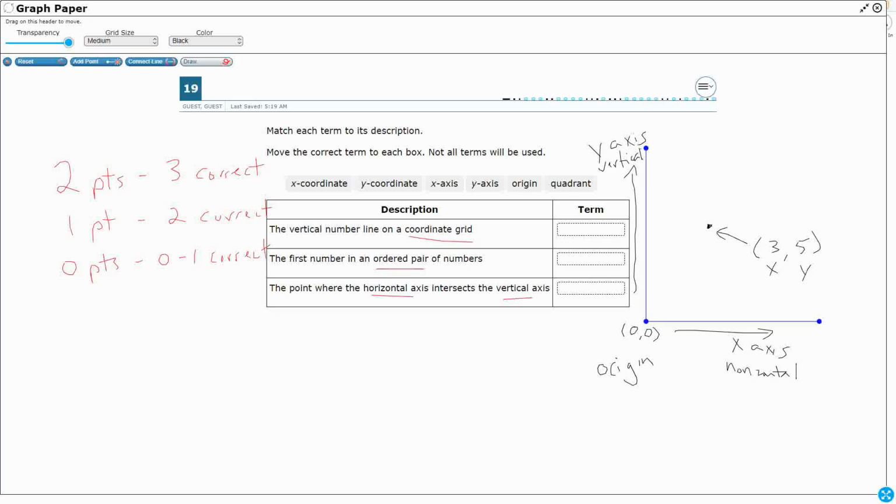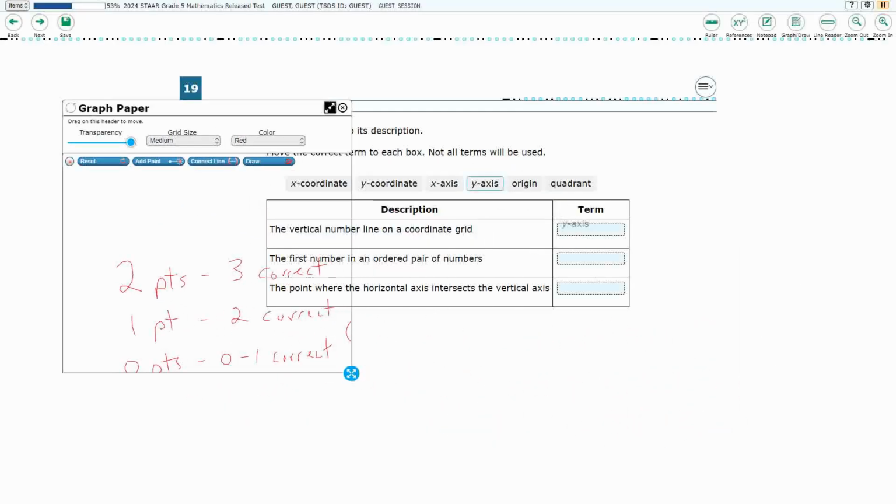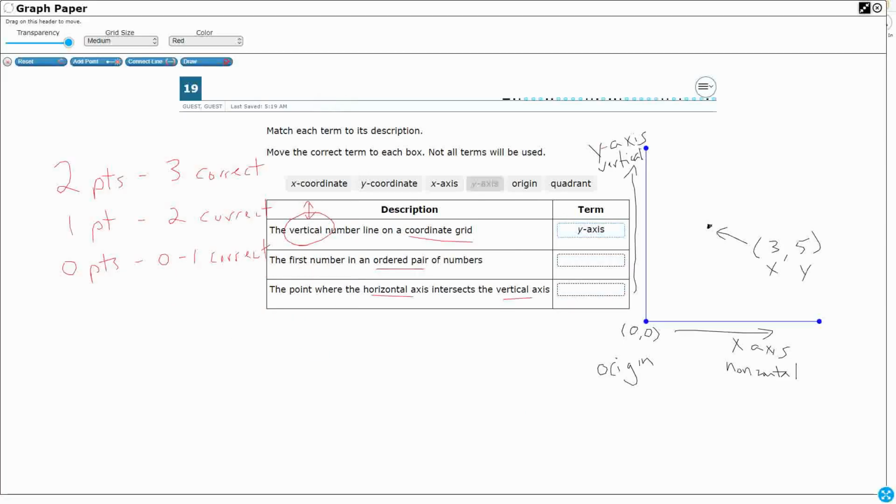So what does that tell us? Well, let's use what we learned about that and take a look at our descriptions. So what is the vertical number line on the coordinate grid? So really what we need to know here is this word vertical. We have to know that vertical means up and down. And so we've already labeled this. It is the y-axis here. So we need to bring this y-axis down. Y-axis goes right there. All right, next.